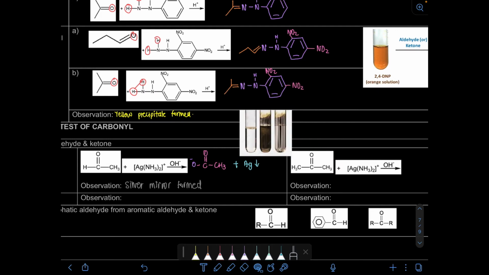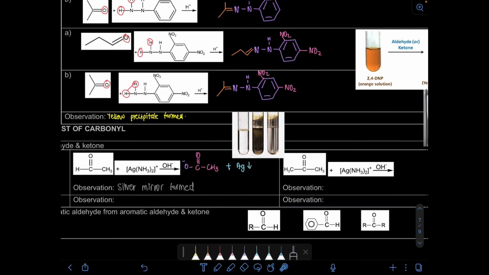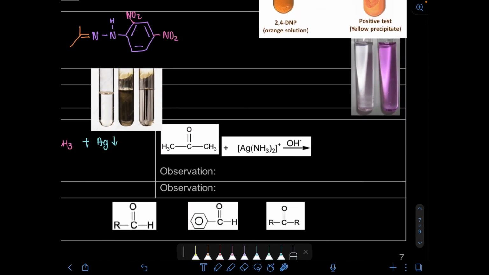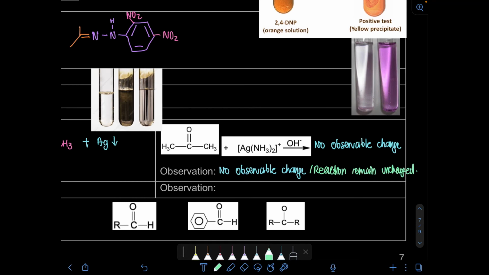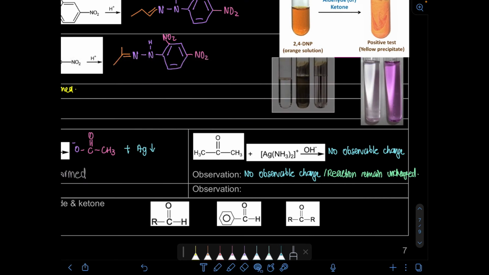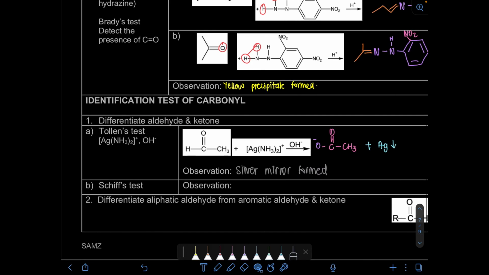Macam mana pula kalau dengan ketone? Kalau dengan ketone, again, what happen is that the hydrogen tu akan jadi O minus. Dia akan undergo reaction with the reagent. Since there is no hydrogen attached to our carbon double bond O, so there is no observable changes. So kalau observation pun boleh tulis no observable changes ataupun reaction remain unchanged. What does it mean here? Maknanya solution yang original tu tak ada apa-apa berubah lah. So dalam case ni dia adalah a clear solution. So dia maintain sahaja. So that is for your Tollens test.